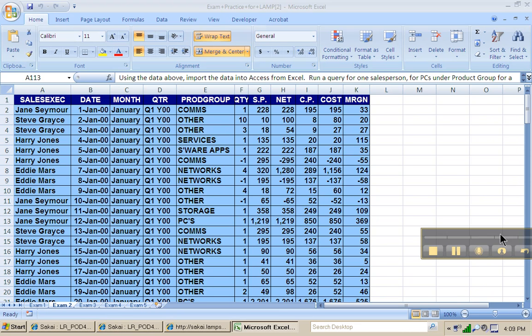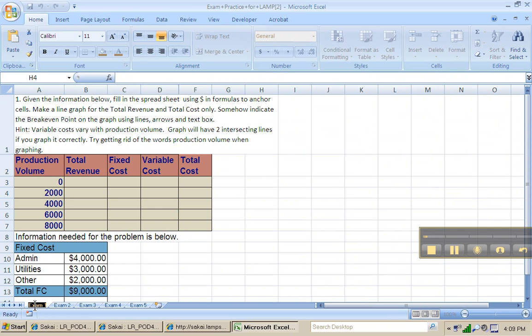Exam practice problem number 1. You will have 2 or 3 of these problems, and you'll be given probably less than an hour to do them, so you should definitely practice it. The first one is relatively simple, so if you have this one, you'd have 3 problems.